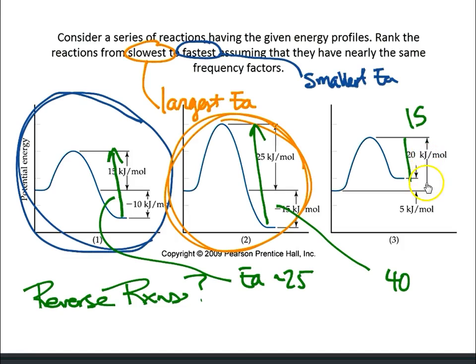This whole thing here is kind of hard to read. This whole thing is 20, and this distance here is just 5. So if you're just going from here to here, that's only 15. So in the reverse reaction, the slowest one is going to have the highest activation energy. That's still number 2. And the fastest in the reverse direction is going to be reaction 3 because it has the smallest activation energy.